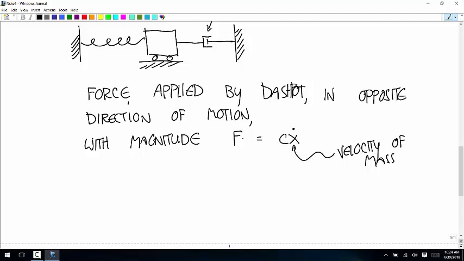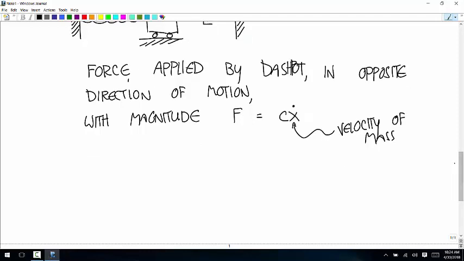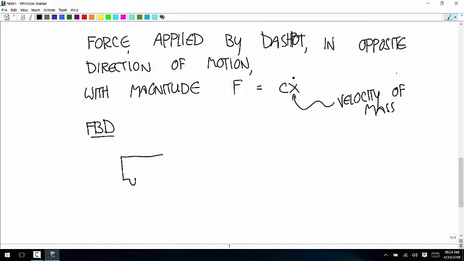Any other questions about that? Okay, so let's draw a free body diagram. Over here we have the force kx. And over here we have the force c x dot. And now we have the weight.